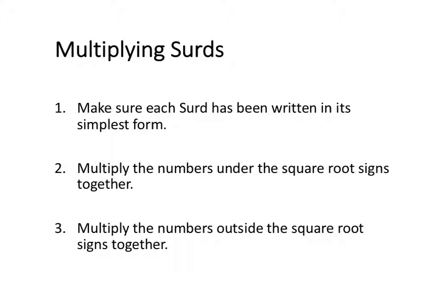The second step is to multiply the numbers under the square root signs together. And the third step is to multiply the numbers outside of the square root signs together. Once you get a final answer, make sure that it's in its simplest form. If it's not in the simplest form, you need to go ahead and simplify it before finishing the question and moving on to the next one. So let's have a look at a couple of examples.